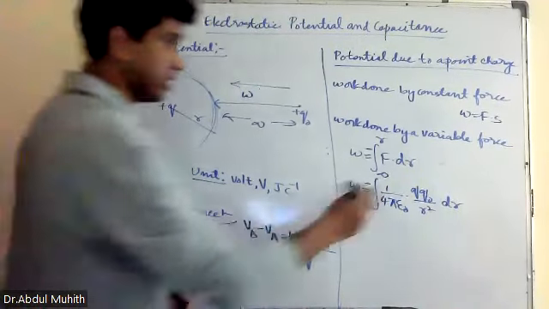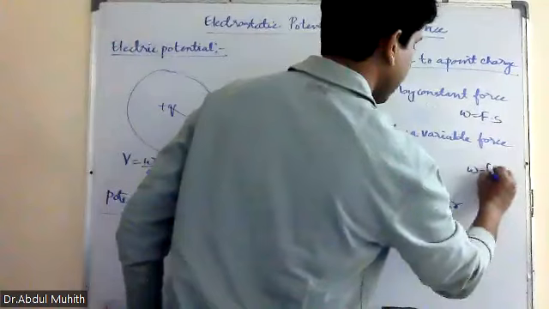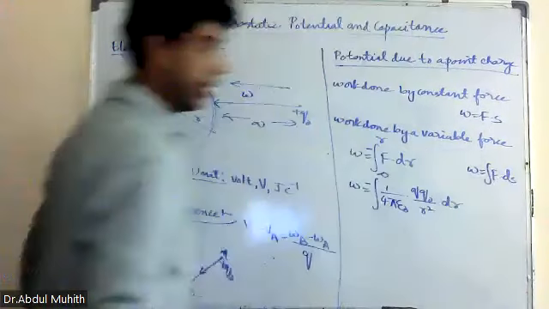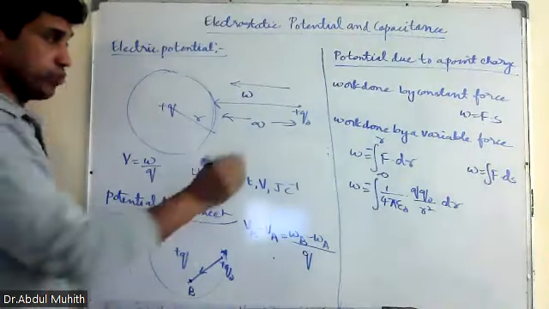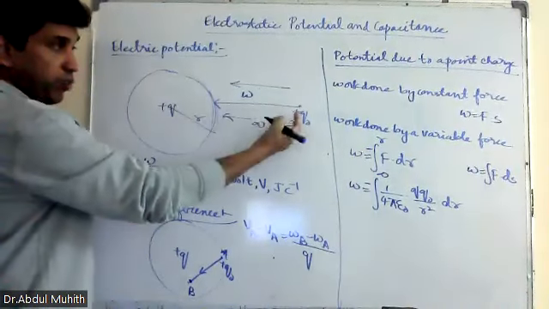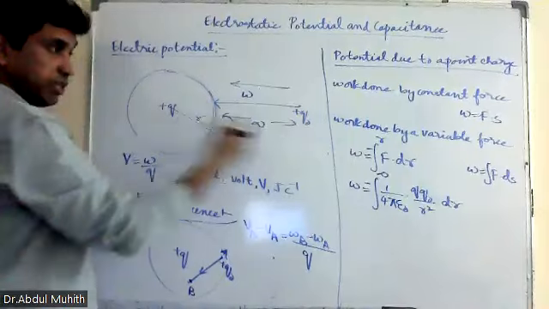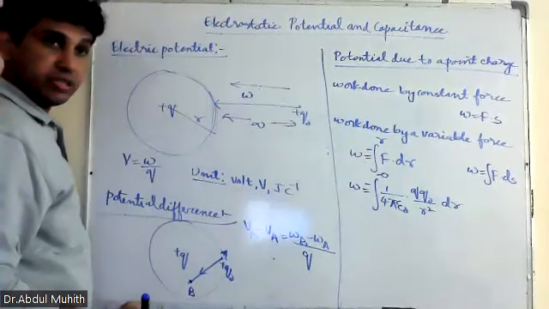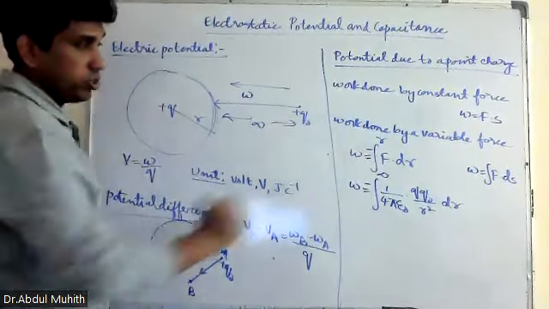This is not in grade 12. This is in grade 11. W is equal to the integral of F dot ds. This is the formula in grade 11. Now, because the force, why do I have to take it negative? Because I'm going against the direction of the field. I'm moving this charge against the direction of the field, so it is minus. Is that clear? It is minus. Okay, so F dot dr.